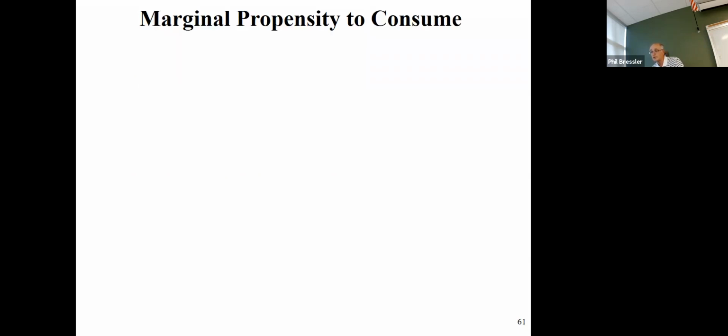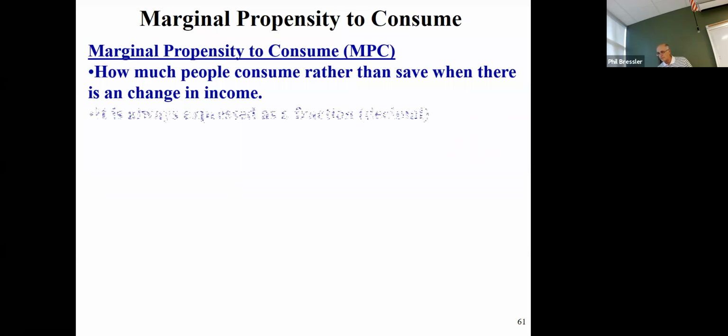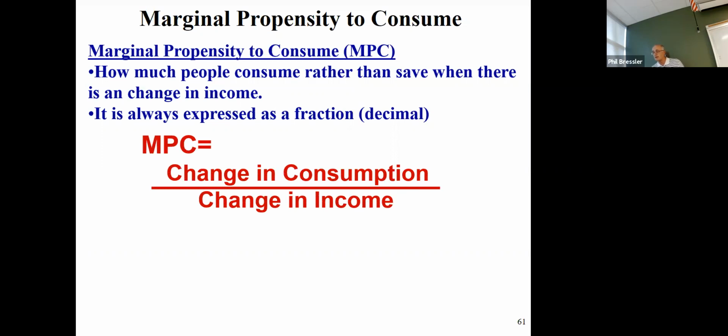All right, now the marginal propensity to consume. It's how much people consume rather than save. So if I get another $100, what percent of that will I save and what percent will I consume? And it's a fraction. So the marginal propensity to consume is change in consumption over change in income. So if I got a $100 raise and I spent 80, my marginal propensity to consume would be 0.8.